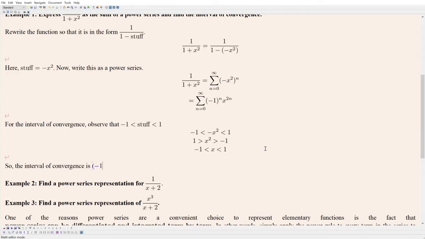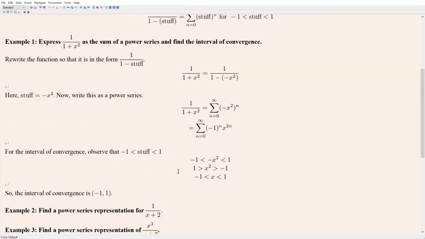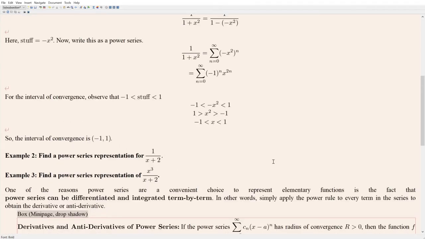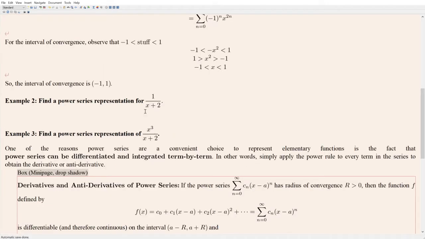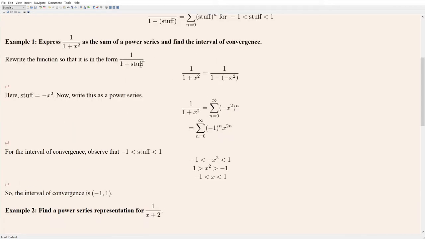So the interval of convergence is -1 to 1 again. Okay? So there we go. So here's the representation as a power series, and here's the interval of convergence. Find a power series representation for this guy. Okay, well, once again, we need to rewrite this as 1 over 1 minus stuff.